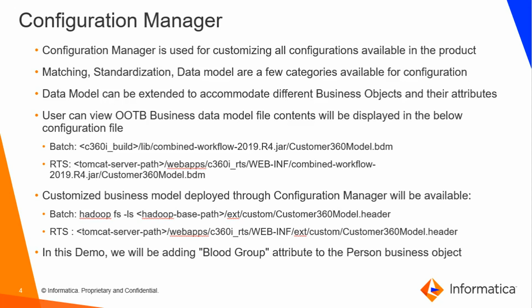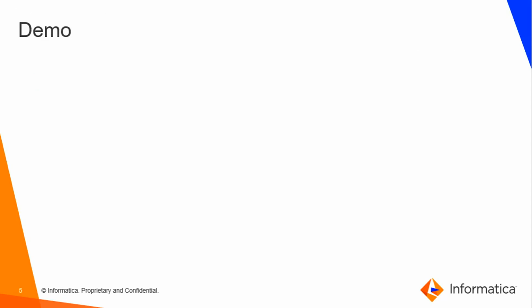The business model is available in the mentioned configuration files for batch and RTS out of the box. And the customized business data model can be viewed in the header files for the paths shared for batch and RTS. In this demo, we will be adding an attribute called blood group to a person business object. Over to the demo part.